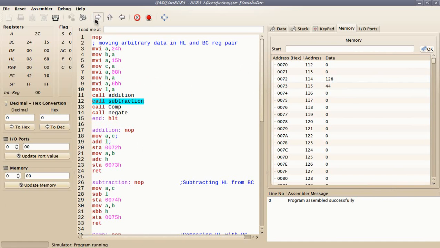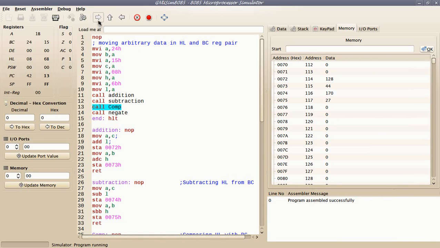Now coming to subtraction part. In subtraction, first subtract the lower bytes of the two numbers and then subtract their higher bytes with borrow. I have subtracted the lower bytes and stored the result in 0074 memory location, and subtracting their higher bytes with borrow, the result is stored in 0075 memory location.